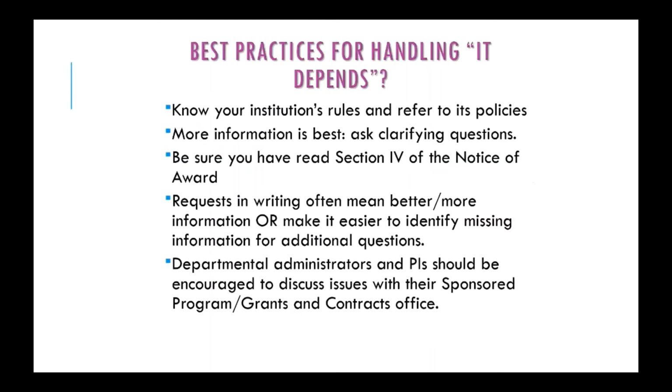Know your institution's rules. Ask clarifying questions. Be sure you've read section 4 of the Notice of Award. Sometimes a Notice of Award will have special things that supersede what's in the Grants Policy Statement. When you're talking to a researcher, especially in this environment, when you can't go down the hall and talk to them, get it in writing. Many times when I have had a call from a university person, they ask me one question. When I get it in writing, I have more information to work with and I give a better answer. And always direct people to go to their grants and contracts office so that they can function well and get the best answer possible.